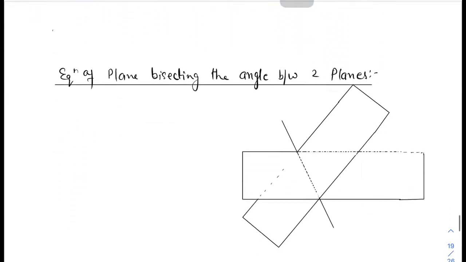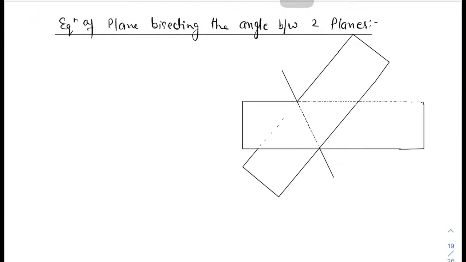So this was all about the equation of a plane passing through the line of intersection of two planes. The next topic is how to write the equation of the plane which is bisecting the angle between two planes. If two planes are not parallel, then they are definitely going to intersect. So let me call this plane P1, this plane P2. This P1 and P2 are intersecting on this line, so this becomes our line of intersection.